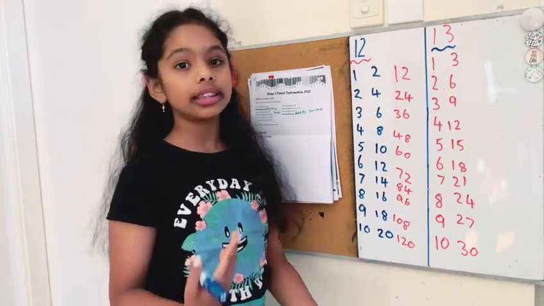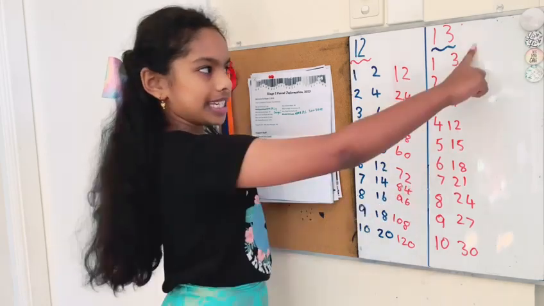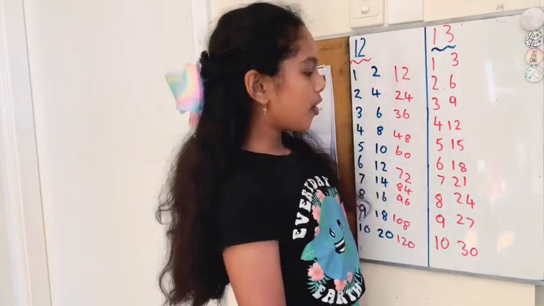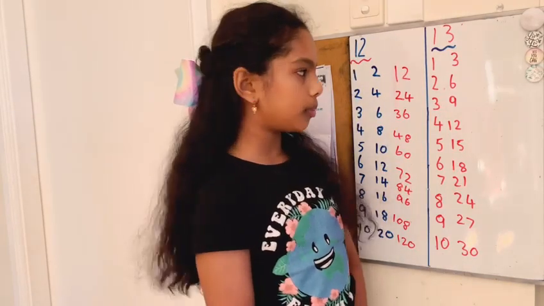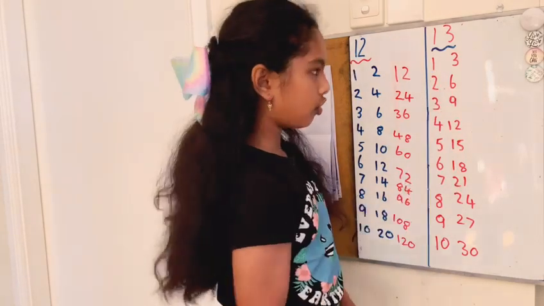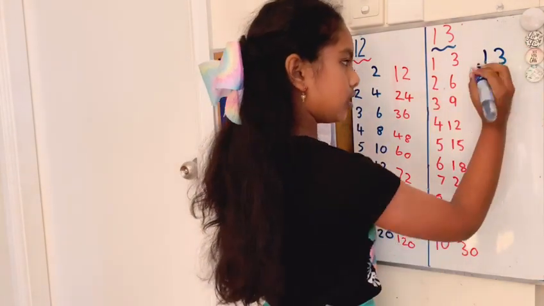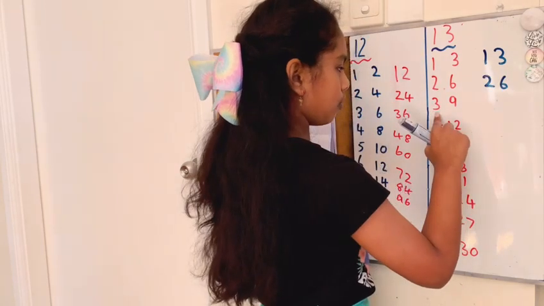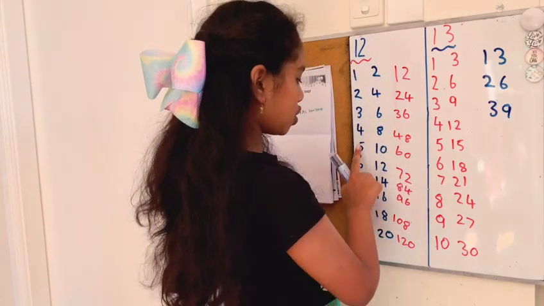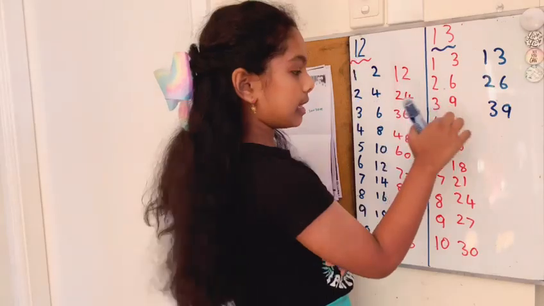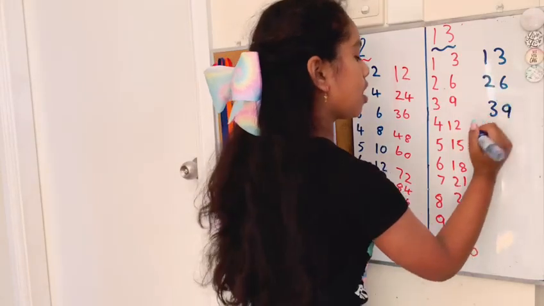So now that you know how to do this trick, let's see if you actually understand. So let's try it with the 13 timetable. So as usual, the 1 timetable has the same place value as the 10 timetable. So 10 plus 3 is 13. 2 plus 6 is 26. 3 plus 9 is 39. Same as the 12 timetable. If you come to a two-digit number, you just add it with the tens place and the tens place, and then add the leftover number on the other side.